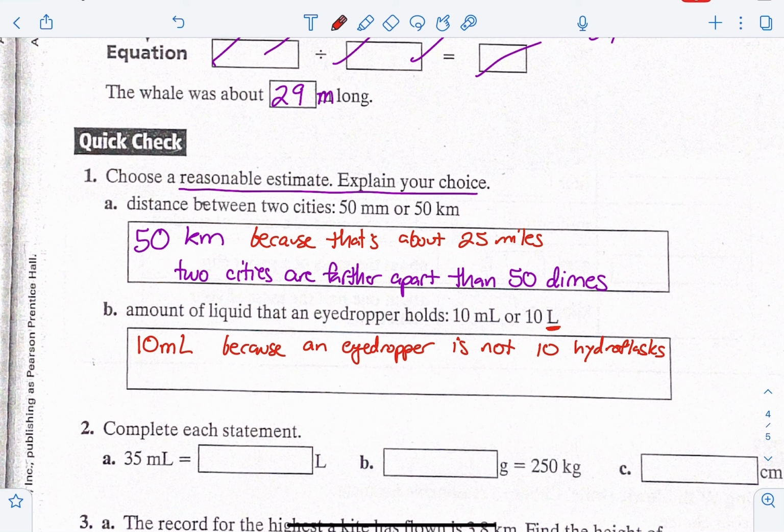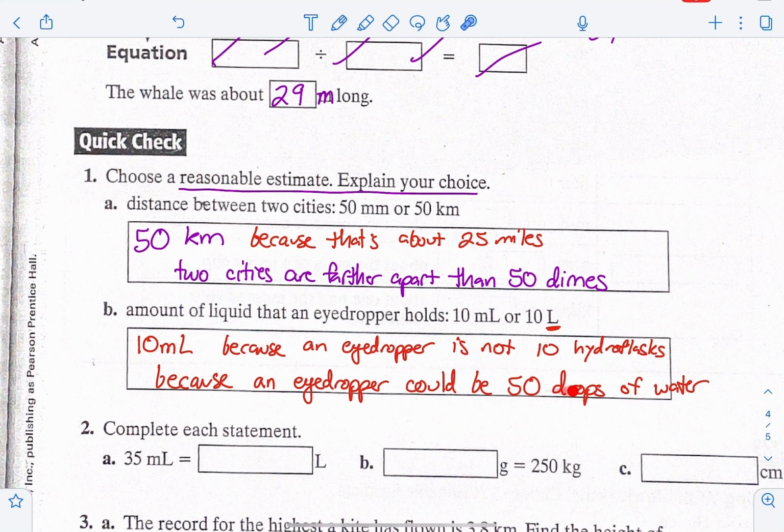Or you could say 10 milliliters because, and we could do a reason that milliliters make sense. We said that milliliters were about 5 drops of water. So 5 times 10 would be 50. So because an eyedropper could be 50 drops of water. So again, you have a reason why the opposite one doesn't make sense, so why liters doesn't make sense, or you have a reason why milliliters does make sense. So you can do either kind of an option. You don't have to have both.